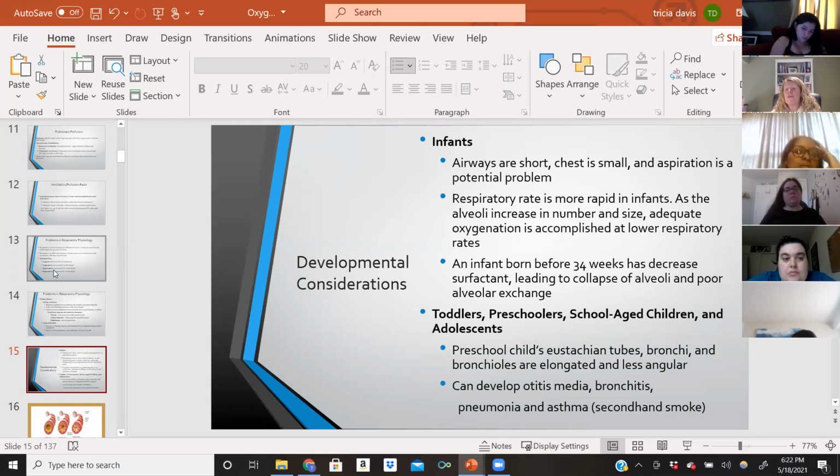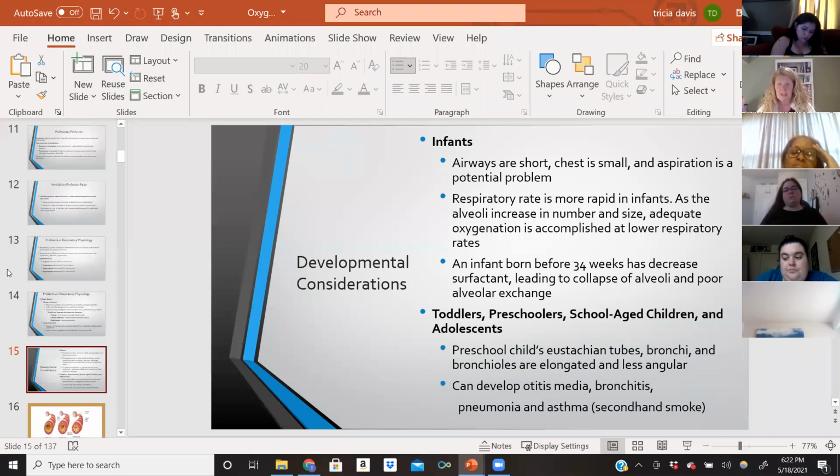An infant born before 34 weeks has a decreased surfactant. This can lead to collapse of that alveoli and poor alveolar exchange. So that's why they try and keep them in as long as they can. If they think that they can't keep them in there, then they have to give them medicine to help speed up that process of those lungs developing and making more of that surfactant so that they will be able to breathe when they come out.